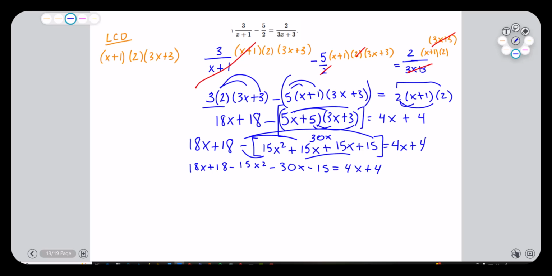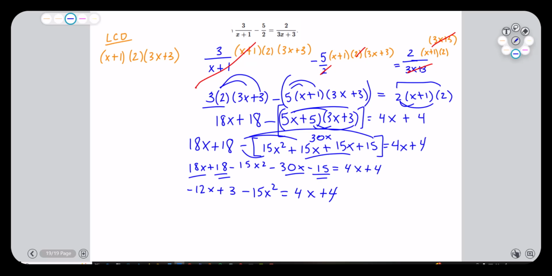And then I should try to get things combined and all that kind of good stuff. So I see an 18 minus 30. So 18 minus 30 is going to give me negative 12x. I see an 18 minus 15, so that's going to be plus 3, minus 15x squared equals 4x plus 4.